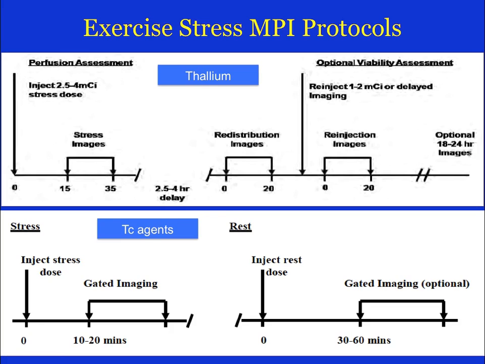Now this slide shows the exercise stress MPI protocol. The upper portion is thallium and the lower portion is for technetium agents. I will not go into the details, but in brief, under stress at peak exercise, thallium is injected, and imaging is done within 10 to 15 minutes, and later on, around 3 to 4 hours later, we can do the rest imaging again. Thallium might or might not be injected again for the rest imaging, depending on the clinical scenario or condition, or depending on the technical feasibility.